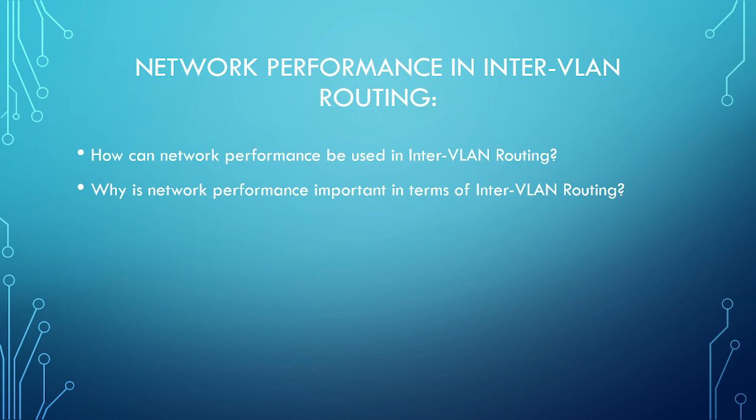Why is network performance important in terms of inter-VLAN routing? Network performance is important in inter-VLAN routing because of its optimization and efficiency towards the transfer of data between devices on different VLANs. You must optimize the network path that needs to be set to each VLAN in order for proper network performance towards networking traffic to be valid.